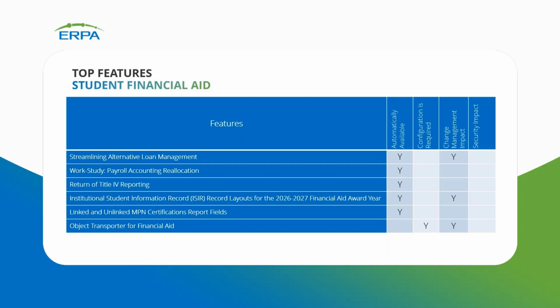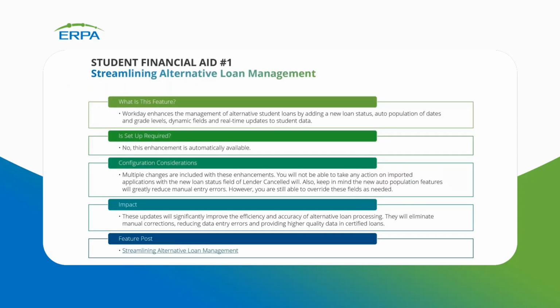I'm going to take a little extra time to discuss 3 of these items in more detail, and that I think will have the most immediate impact for you and your teams. So first, let's look at streamlining alternative loan management. What this is, is a set of improvements that are designed to make managing alternative loans more accurate and efficient.